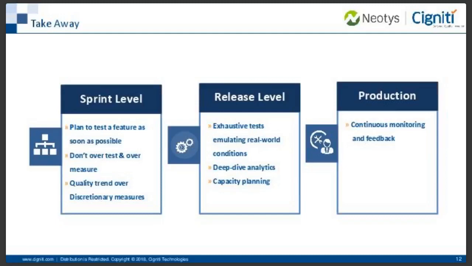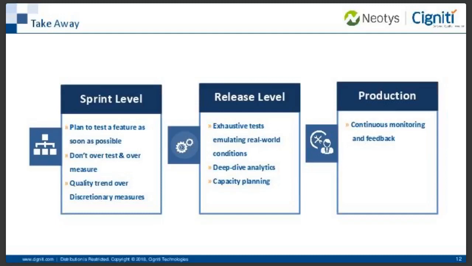So on the sprint level, we had planned to test a feature as soon as possible, and we made sure we're not over testing or over measuring. For example, if I have to do a 3,000 user test in my sprint level, the results will be of no value. Being smaller systems, it will not help me take a decision. So I limited my test only to the things that help me take a decision.